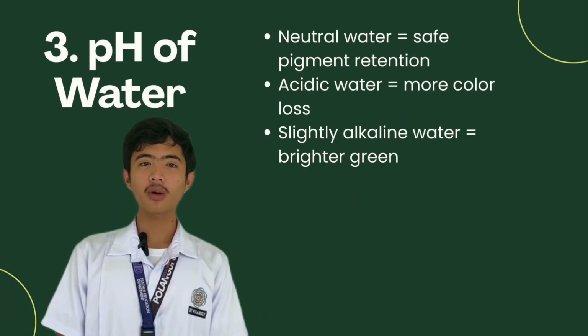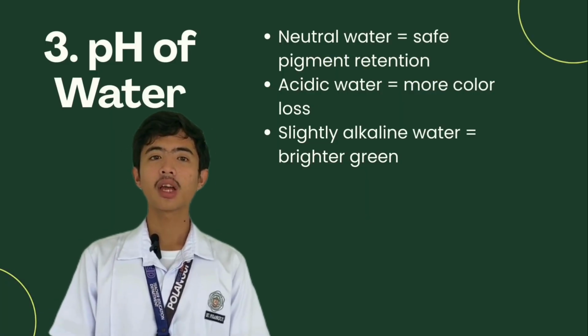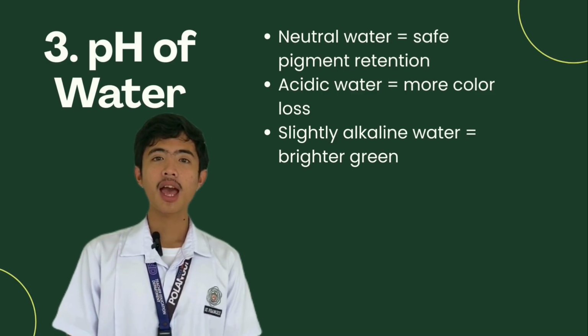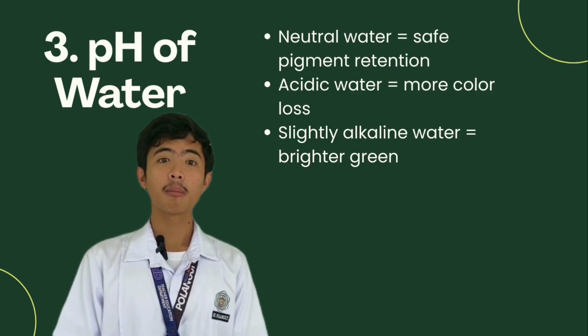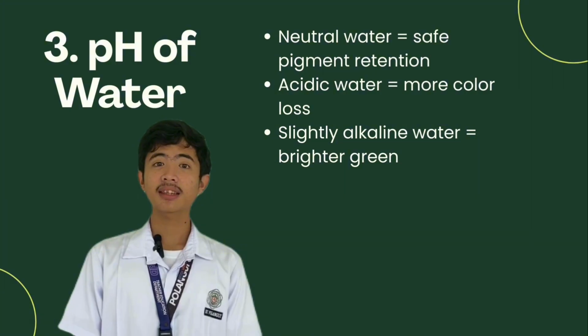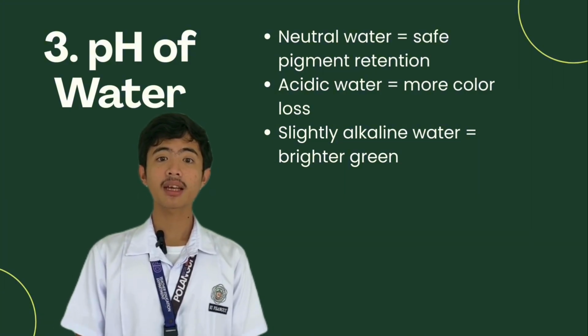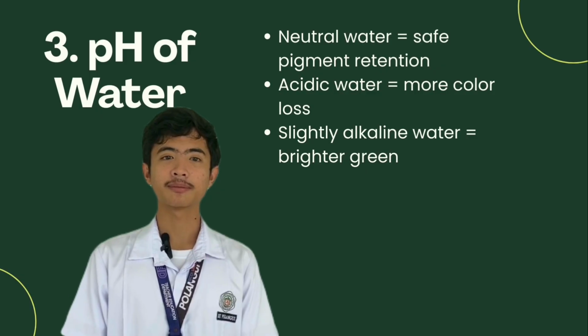The third factor is pH of water. Neutral water equals safer for pigment retention. Acidic water equals more color loss. Slightly alkaline water equals brighter green but risks musty texture.